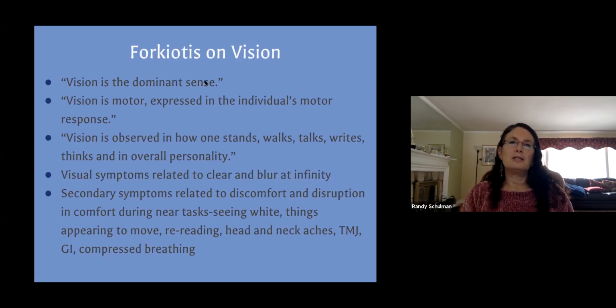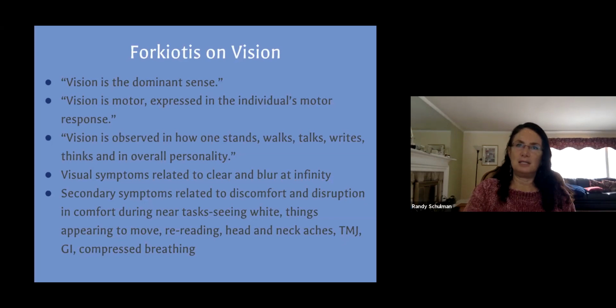So let me talk a little bit about Gus Forkiotis. As I said, I had the opportunity to work with him. Again, not real well known, but really brilliant. I mean, he would actually just look at somebody, assess them and watch them walk, and he would tell you what their prescription was. It was wild. But he basically said vision's dominant. Vision is motor, and it's expressed in the individual's motor response. So he just would look how they'd walk, talk, stand. He'd watch them write. He'd ask questions and get a sense of their thinking pattern and overall personality, and he would be able to come up with a prescription that would help them.